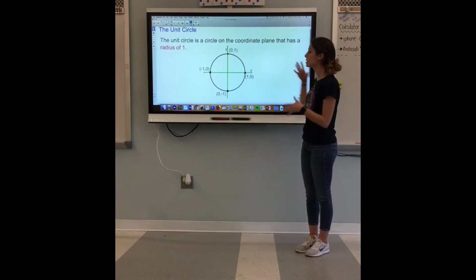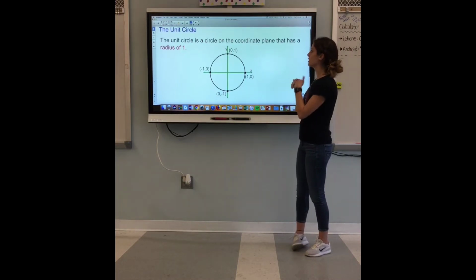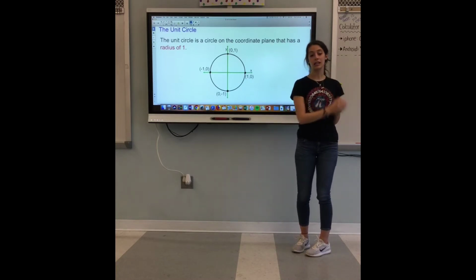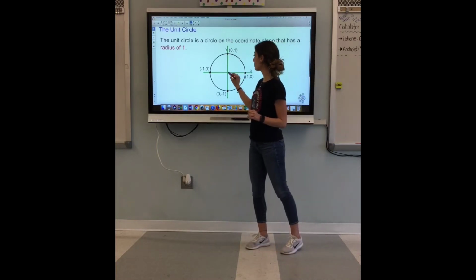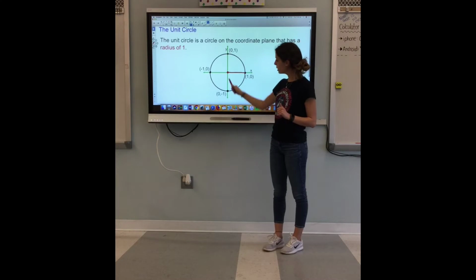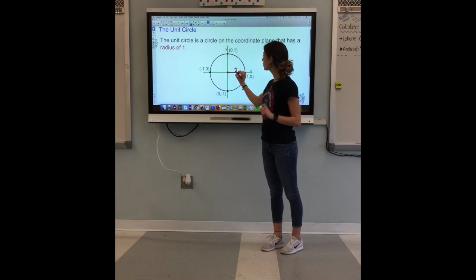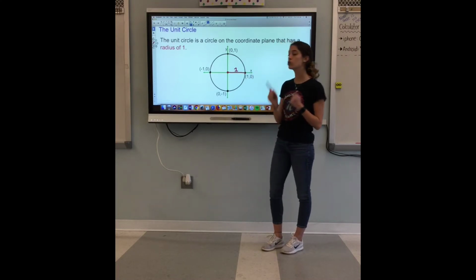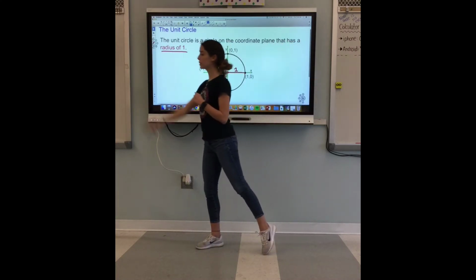Okay, so the unit circle. The unit circle is a circle on a coordinate plane that has a radius of 1. So remember, the radius goes from the center to the circumference of the circle. So it's half of the diameter. So the radius for all unit circles is going to be 1. That is super, super, super important.